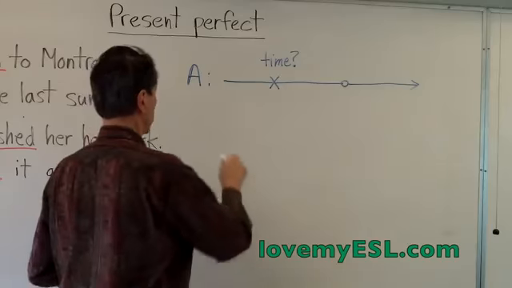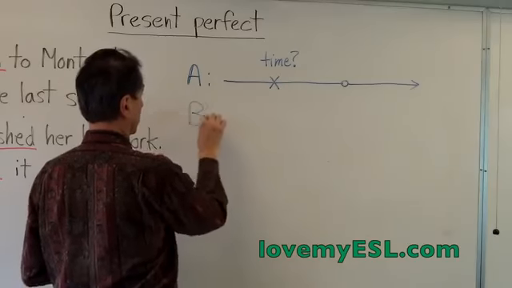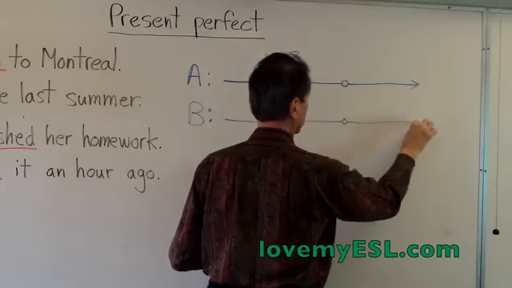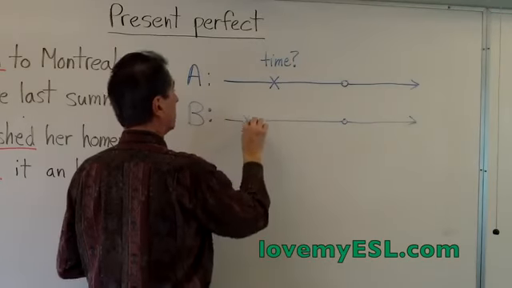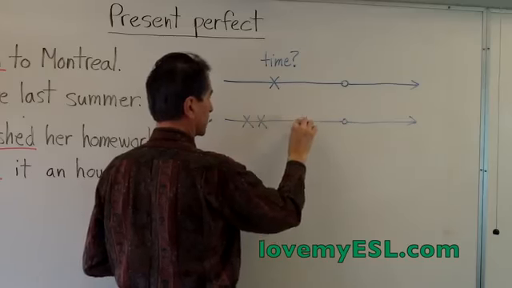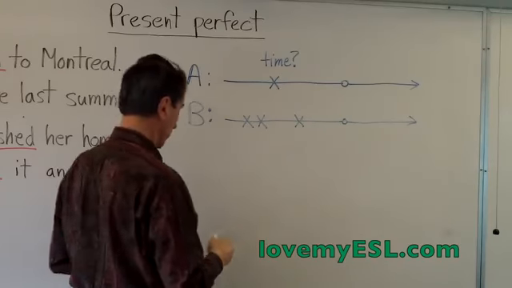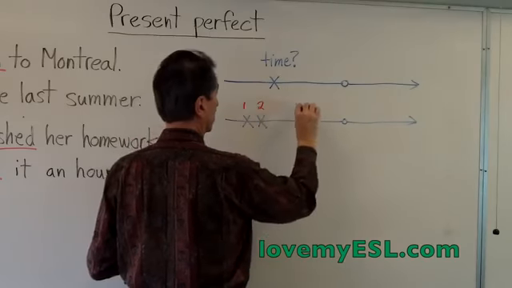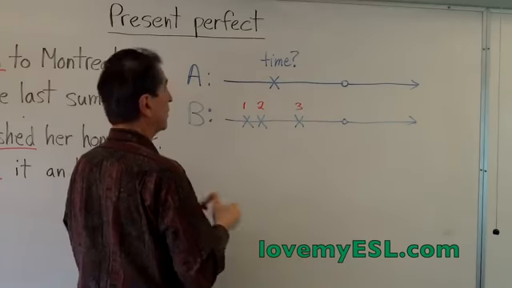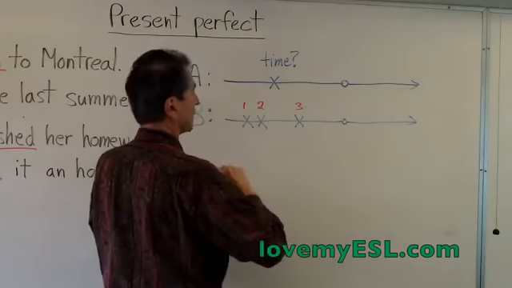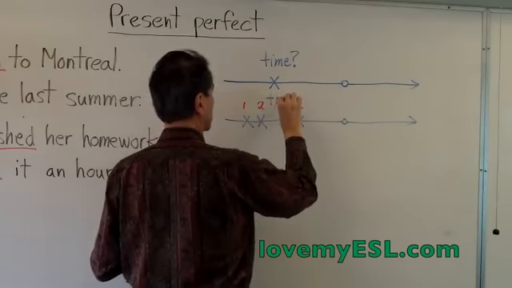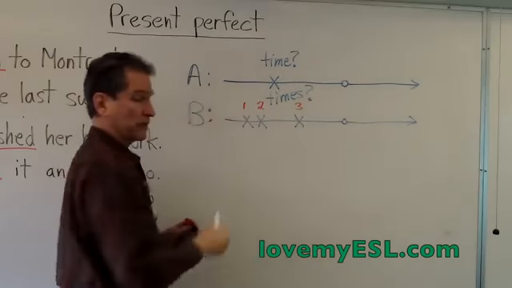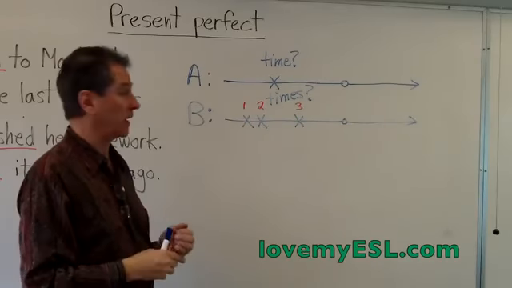The second use of the present perfect, I'll call this B, is, there's the present, there's the future, when there are more than one time, multiple times in the past. So I may know the number of times. Maybe I know this is the first time, and this is the second time, and this is the third time. However, I don't know the times that each one of these things happen. So the times are still unknown. I know the number of times. I could say 3, 4, 5 times.